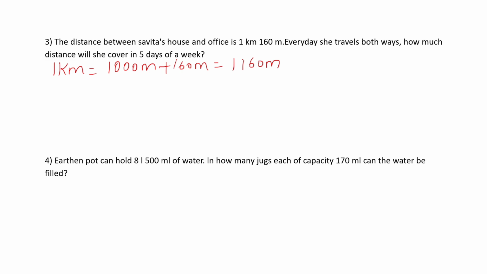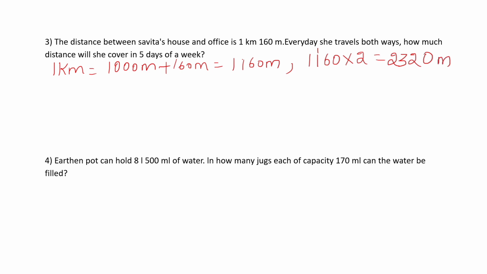So here she travels both ways. So the daily distance she covers we have to find out. Both ways means 1160 plus 1160. Instead we can multiply with 2. So 0 twos are 0. 2 sixes are 12, 2 here, 1 carry. 2 ones are 2 plus 1, 3. And then 2 ones are 2. So she covers 2320 meters per day. Yes.